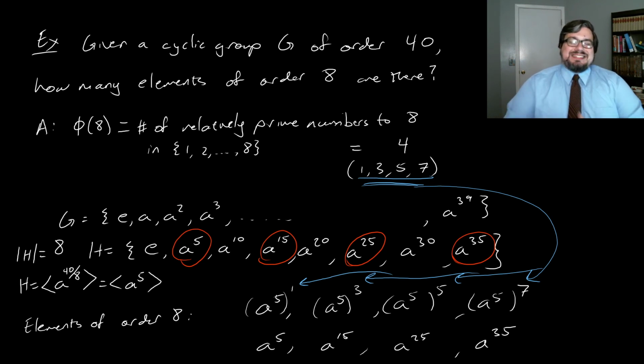So the takeaway from this is that cyclic subgroups have a very regular structure that we can analyze using arithmetic and a little bit of number theory, number sense, and that makes them very approachable and very useful for proving theorems.